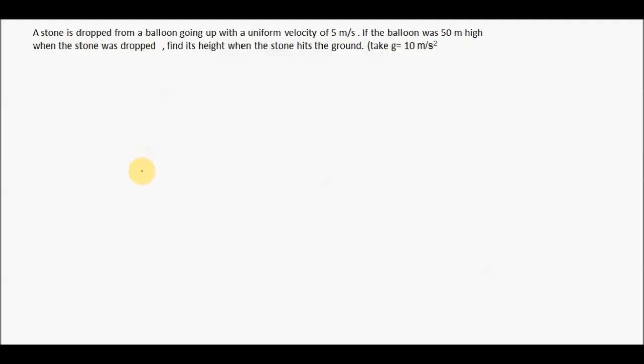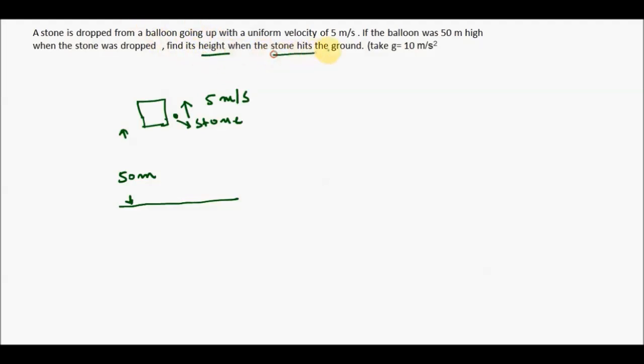Now the problem is that you have a balloon, right? You have a balloon and it is moving up with a uniform velocity of 5 meters per second, right? Now it is 50 meters from the ground when a stone is dropped, let me say this is a stone. Now a stone is dropped from the balloon, right? So I need to calculate the height when the stone hits the ground.